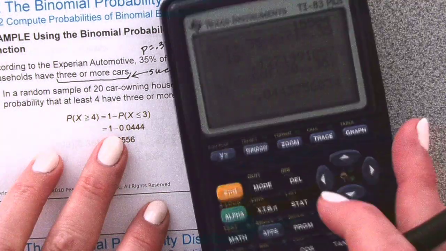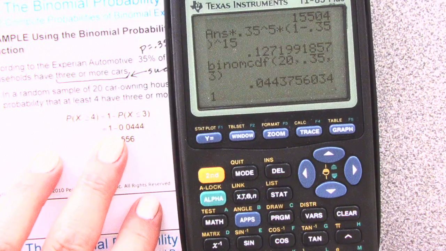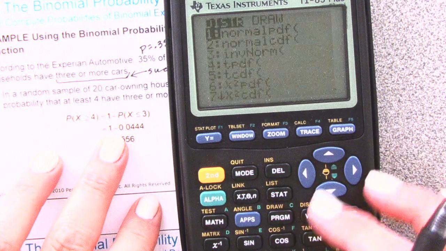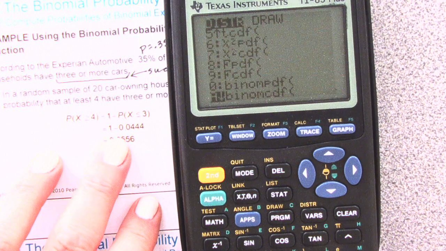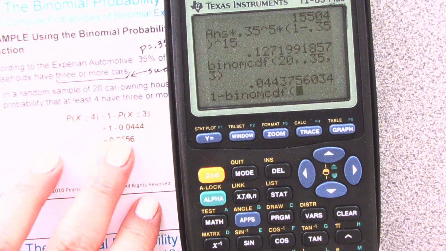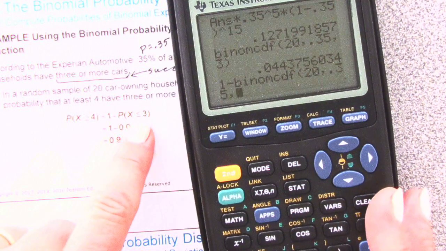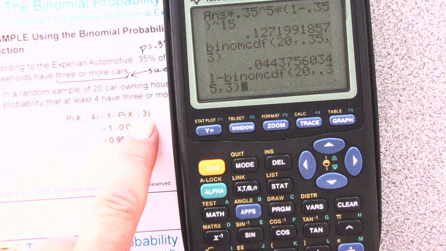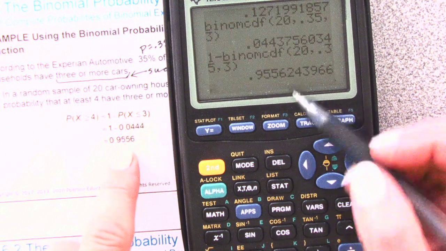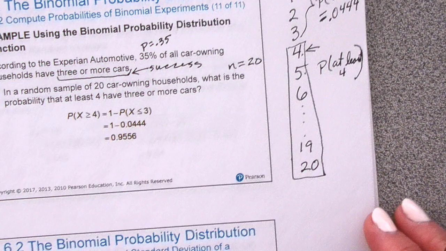And you can just put that in your calculator. If you didn't already have that calculated, you could put 1 minus and then do second distribution, go down to binomcdf, and then put in the number of trials, 20, the probability of success, 0.35, and the less than or equal to number is 3, so that's what goes in there. That gives me the 0.9556. Any questions on that?